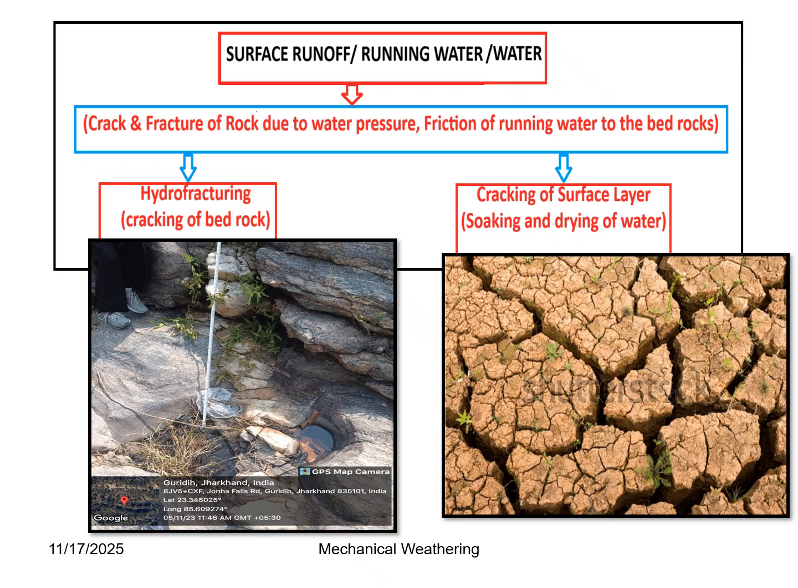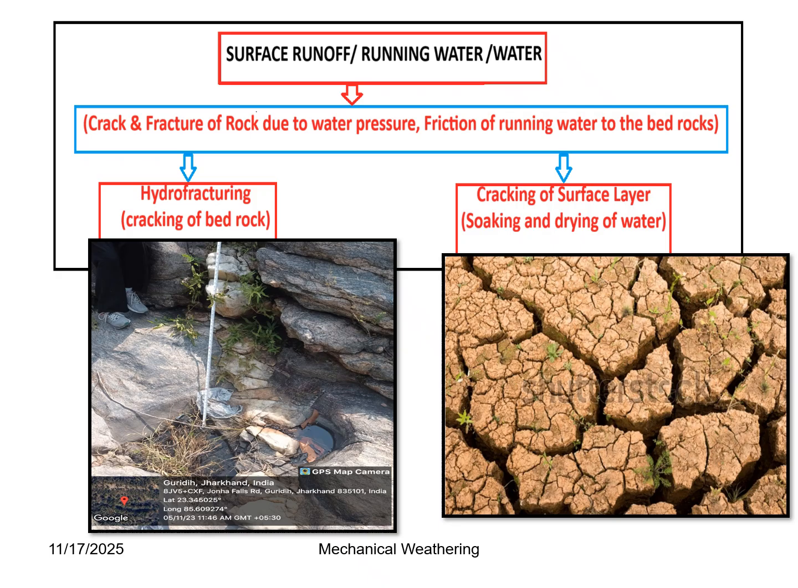There are two types of that kind of weathering: hydrofracturing and cracking of the surface layer. This method is very common in humid to subhumid climatic conditions where alternate wet and dry periods come simultaneously. During the wet months or monsoon, rocks absorb moisture or water, and there is a swelling of rock. And during the hot summer, due to heat and evaporation, water evaporates from the surface layer of the rock.